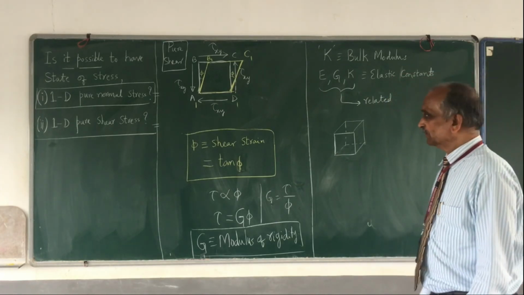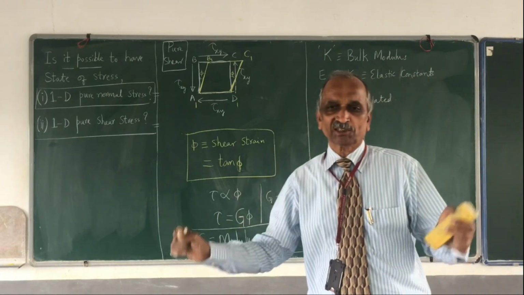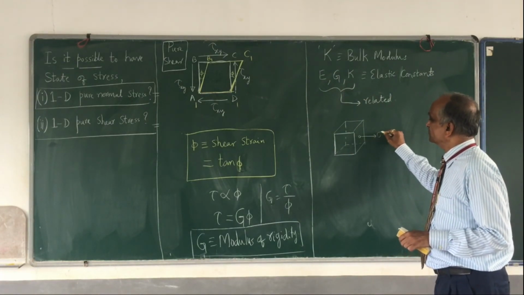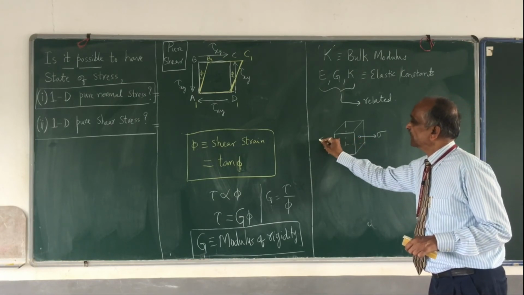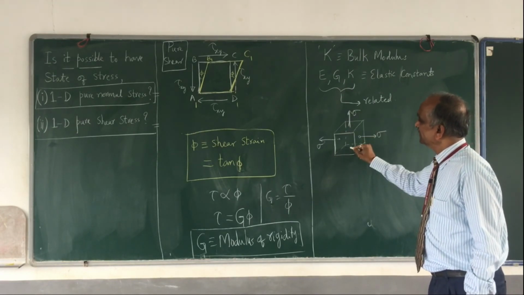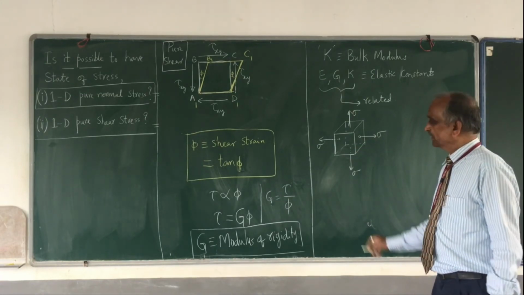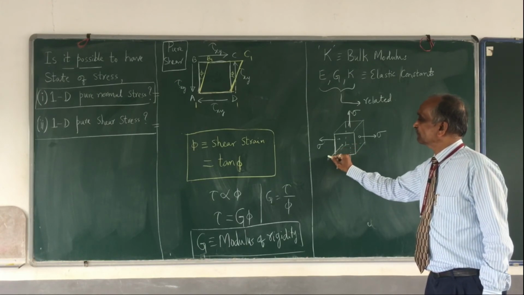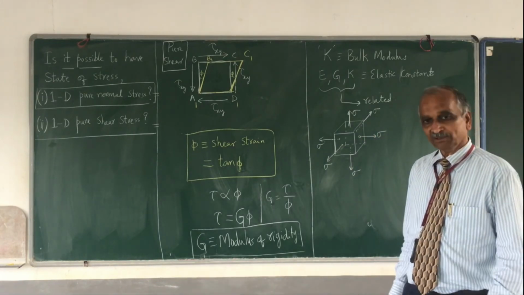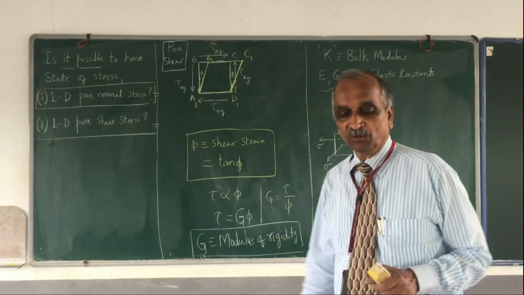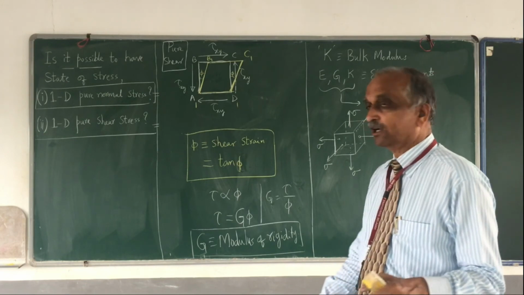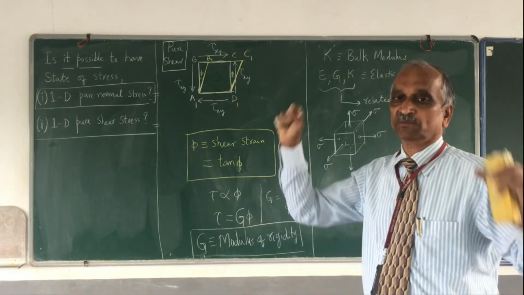So I have made a cube from the material whose bulk modulus I want to find. Now I apply the same amount of normal stress on all six faces. On this side, say sigma x is equal to sigma, and also on the opposite side I apply sigma. Similarly in the y direction it is also sigma, and below also sigma. And in the z direction I apply sigma, and exactly opposite to that face I also apply sigma. So I have made a cube and applied equal normal stress on all six faces.